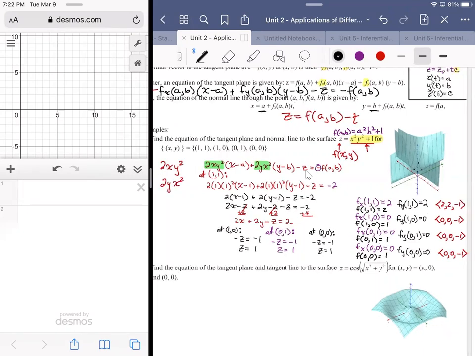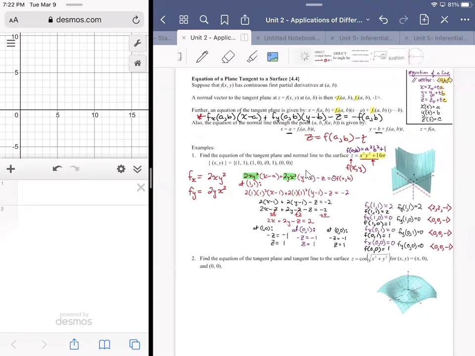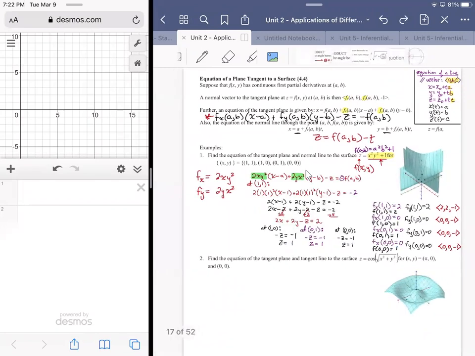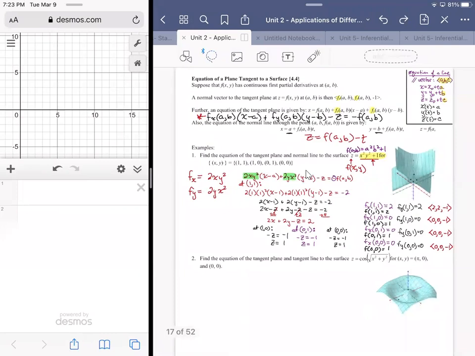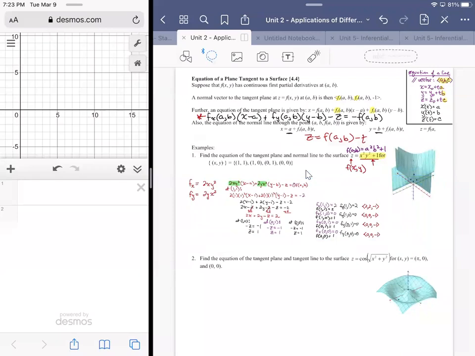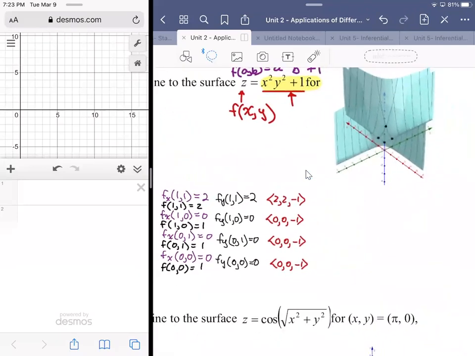So let me resize again. So for the first one, and I don't know about you, but I prefer to write it as a vector valued function. It just makes it seem more reasonable. Those would be the normal line.